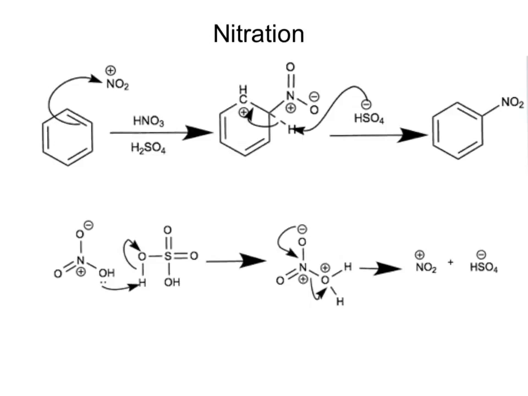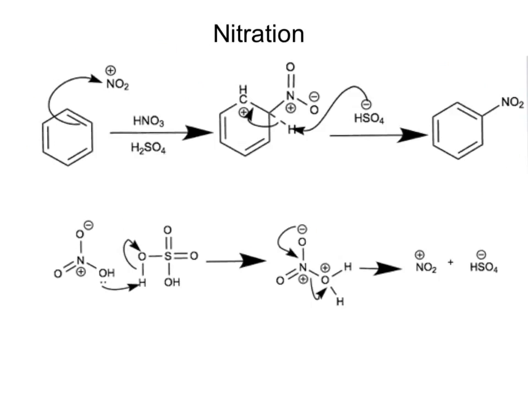molecule unstable. So the negative charge on the oxygen here comes back down to reform a double bond and pushes off the water group here. At this point, we have successfully formed NO2+. We then use NO2+ and HSO4- in the nitration reaction above.